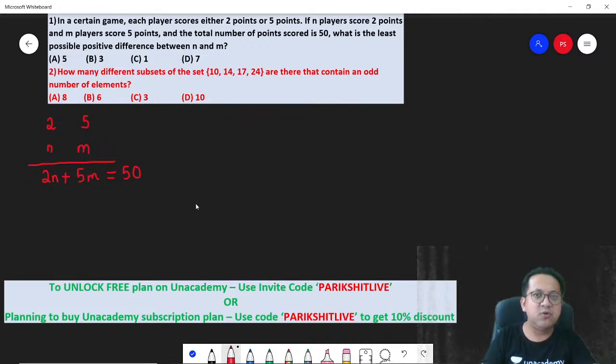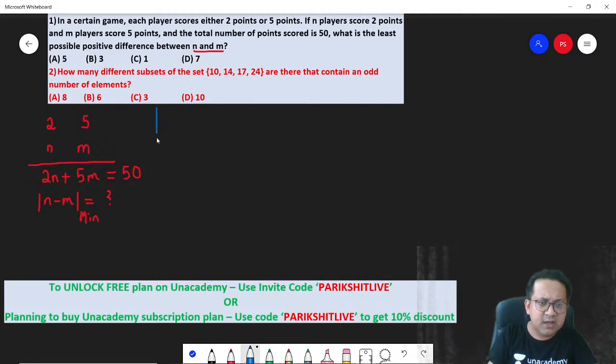What are they asking you? They are saying, what is the least positive difference between N and M? Least positive means N minus M, take the modulus; you only give me a positive answer. N minus M, what can be the minimum difference? That's the question. So I think it's quite easy out here.